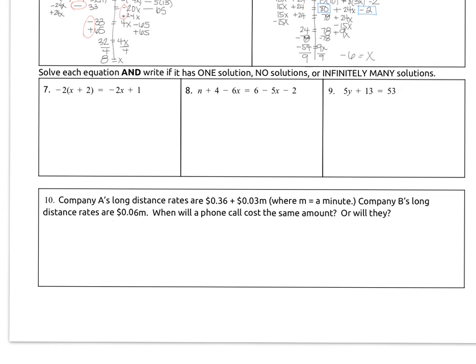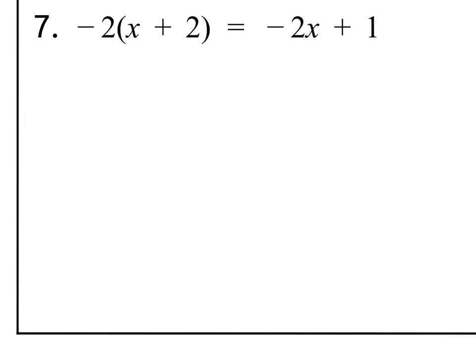We have now come to the part of the study guide where you have two directions. Solve each equation and write it if it has one solution, no solution, or infinitely many solutions. Here we go. Number 7. Negative 2, quantity x plus 2 equals negative 2x plus 1.